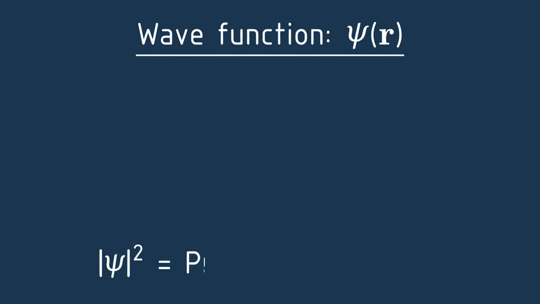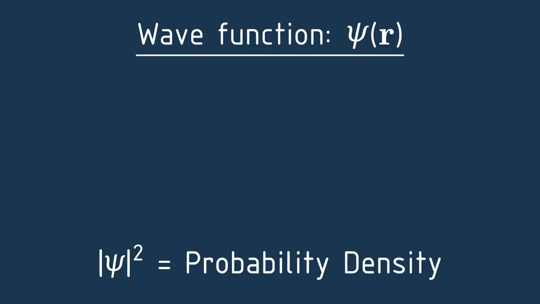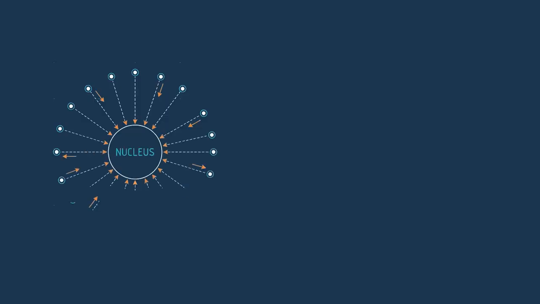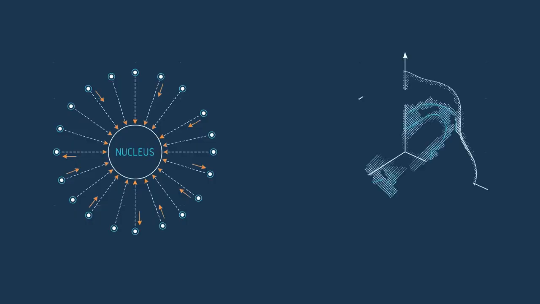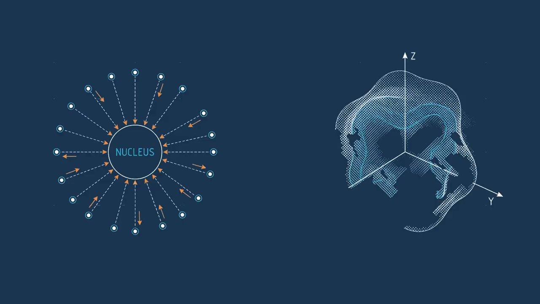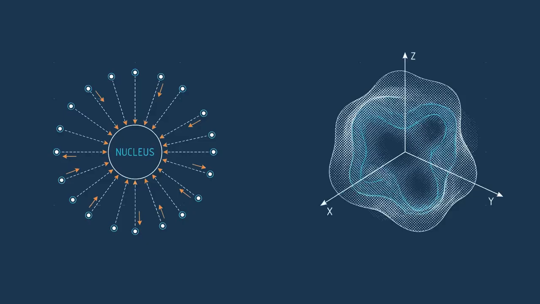What we usually draw is not the wave function itself, but its square. The quantity psi squared gives the probability density. It tells you where the electron is likely to be found if you repeat a position measurement many times on identical atoms. So an orbital picture is really a three-dimensional probability cloud, not a moving particle on a track.